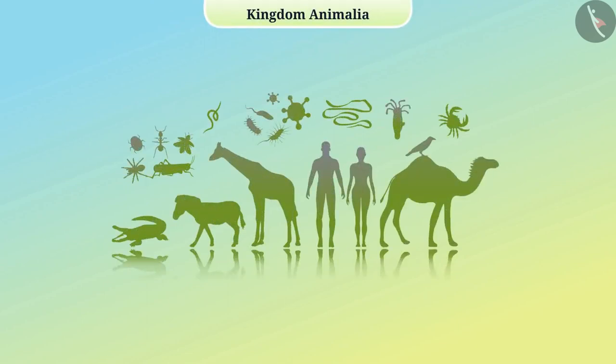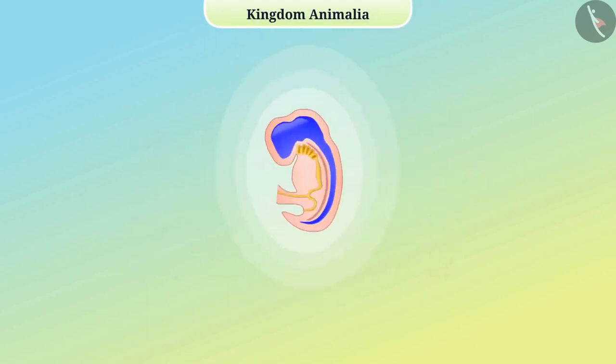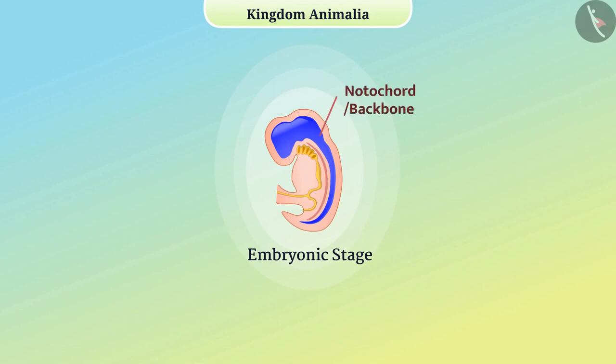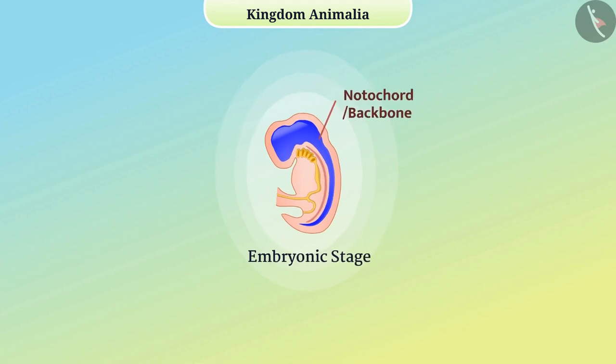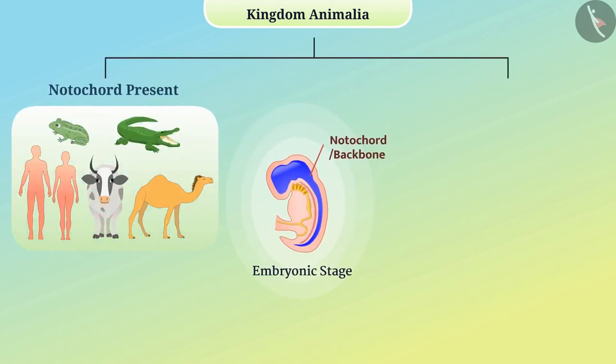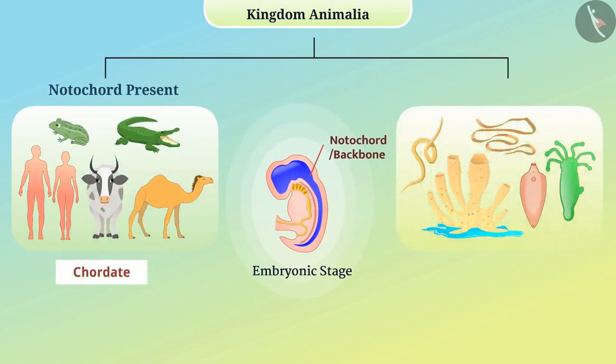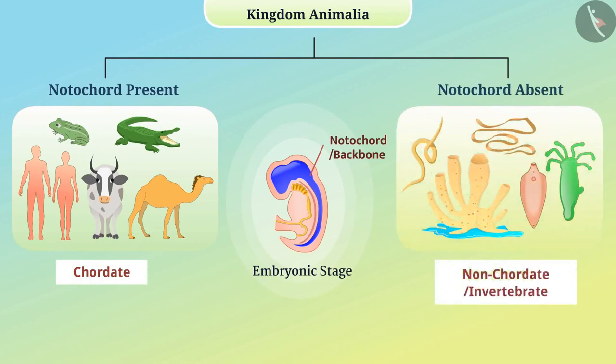Classification of kingdom Animalia can be done on the basis of the presence of a rod-like structure on the surface of the organism in the embryonic stage or any other stage, called a notochord or a backbone. Animals whose notochord is present in the embryonic stage are called chordates, whereas in other animals, the notochord is not present. They are called non-chordates or invertebrates. Let's explore the subclasses of invertebrata in this video.